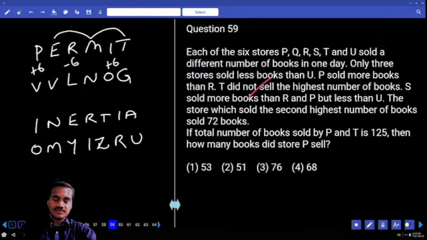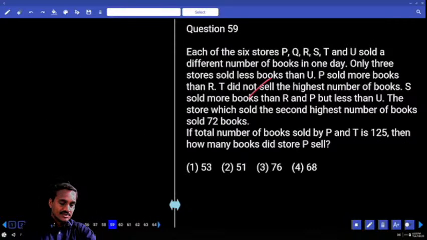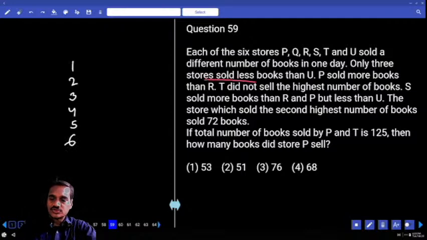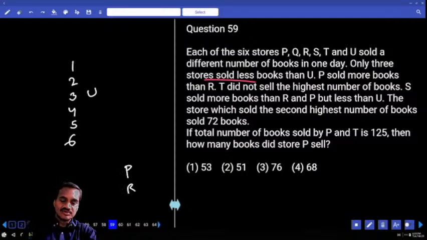Then the 59th one. Now in this 59, each of the 6 stores sold a different number of books in one day. How many bookstores are there? 6: 1, 2, 3, 4, 5, 6. Now among these 6, only 3 stores sold fewer books than Q. Only 3. P sold more books than R. And T did not sell the highest number of books. T is not in the top place.